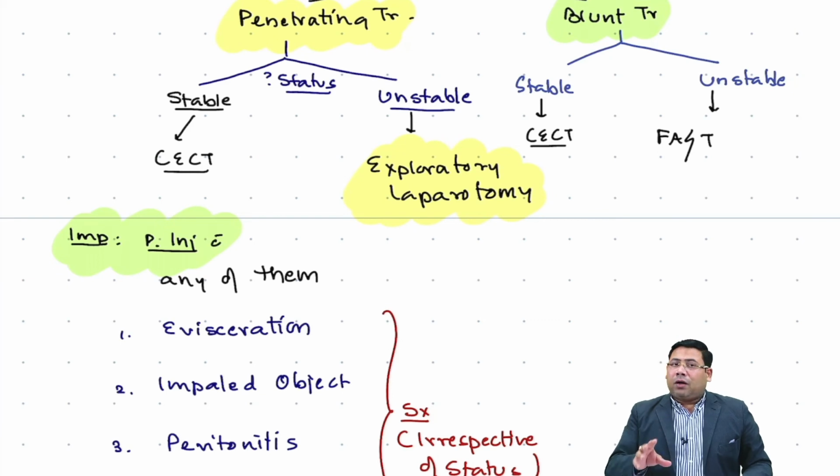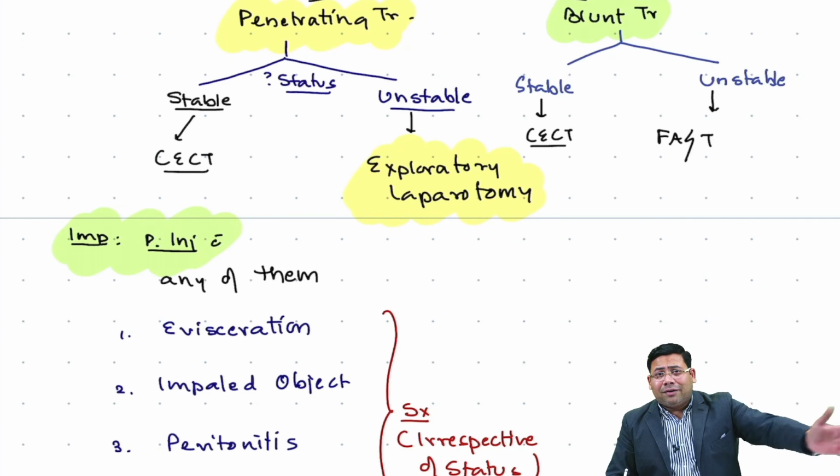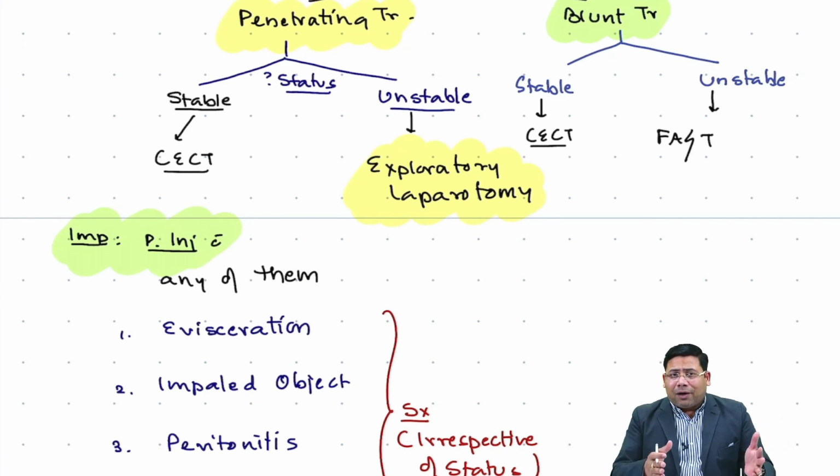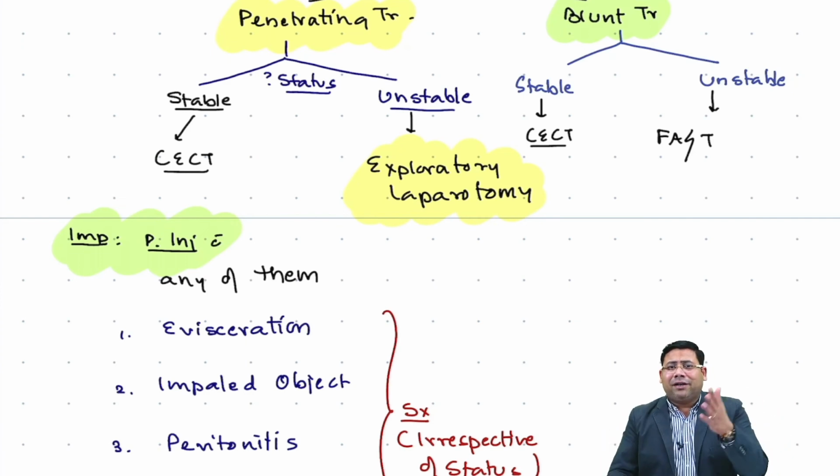Why? Because in FAST, you don't look at the organs. You just look at the pouches. Normally, there is no collection inside, or maybe hardly 10, 15, 20 ml of free fluid is there in every patient. But if there is more than 150 to 200 ml, it's significant. Unstable blunt trauma with significant collection, yes, it is. The second drawback of FAST is you're only looking at the peritoneal cavity. What about the retroperitoneal injuries? You're missing them out. So FAST negative doesn't rule out injury.